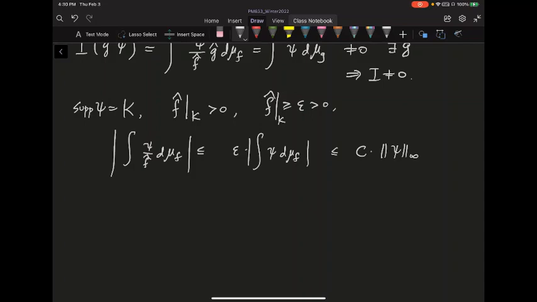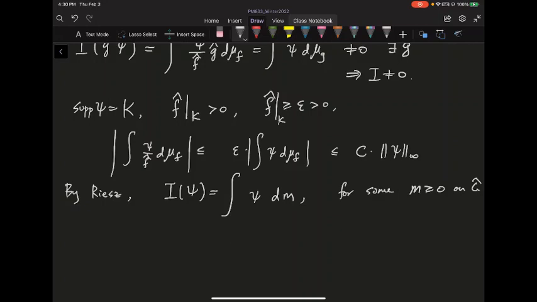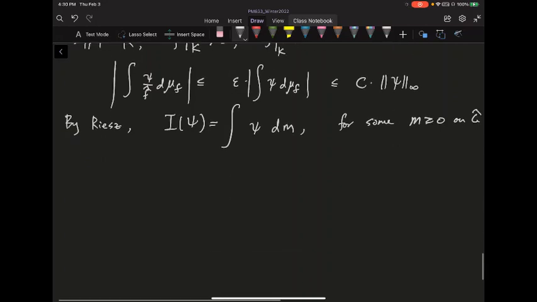Okay, so because of that, by Riesz representation, we know this I is given by some integral. So this I of ψ, now we don't need the f̂, is going to be the integral of some measure, let's say also a positive measure, let's say m, m greater than or equal to 0 on the Ĝ. All right. So now we just need to show that this m is a Haar measure, and showing a Haar measure is the same as showing the integral is left invariant. So that's what we have left to show.